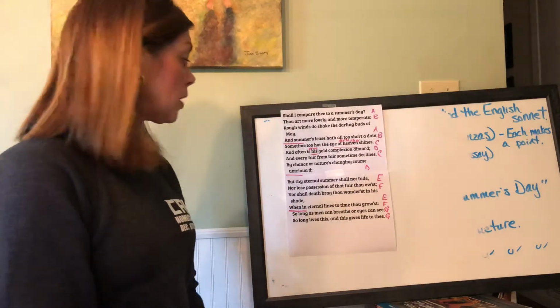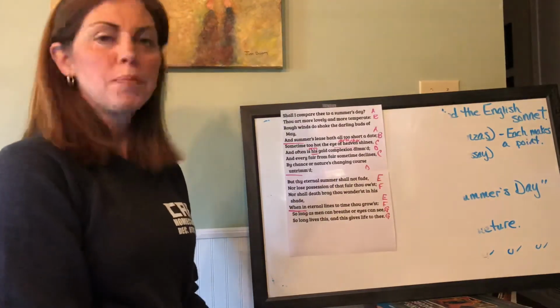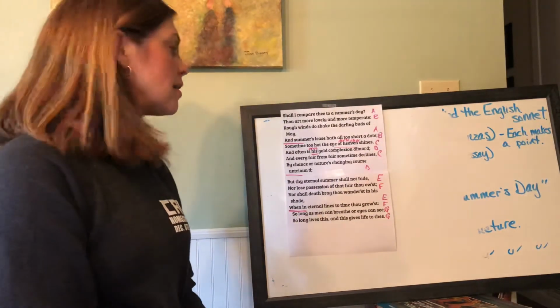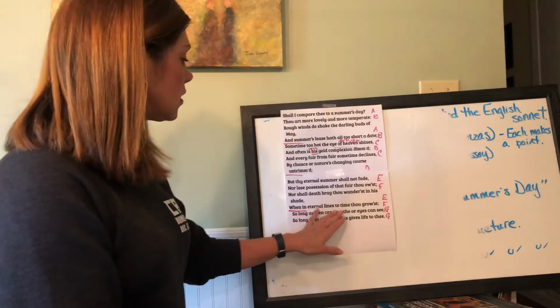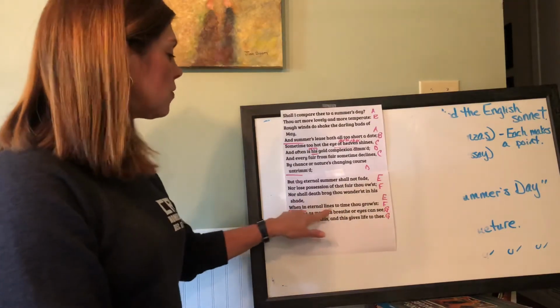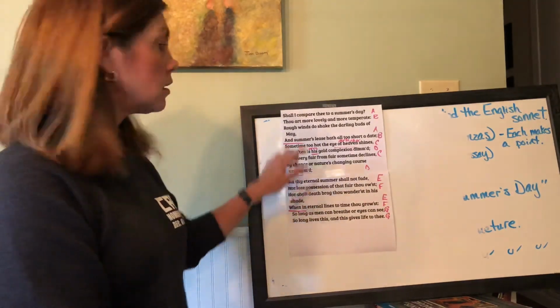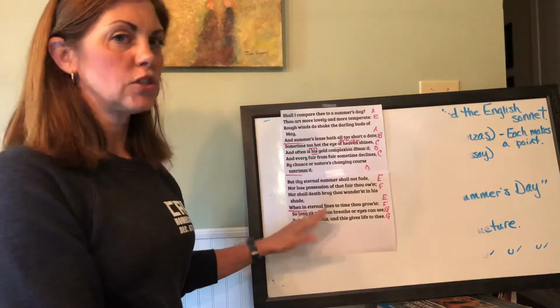Okay, so he's saying pretty much, you're not going to die. Now, we know that people are going to die. Everybody is. So let's see where this is going. When in eternal lines to time thou growest. So eternal lines, what are the eternal lines? These are the eternal lines. Shakespeare's lines are still being read today.